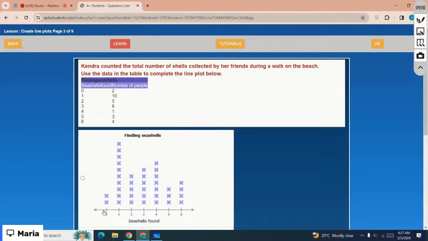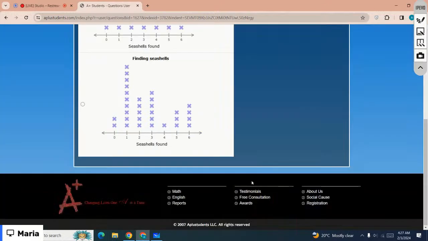For 0, it is 2. For 1, that is 10. For 2, that is 5: 1, 2, 3, 4, 5. For 3, that is 6. For 4, that is 1. But here for 4, there you have so many. That means this isn't the correct option. The correct option is option number 2. Got it?